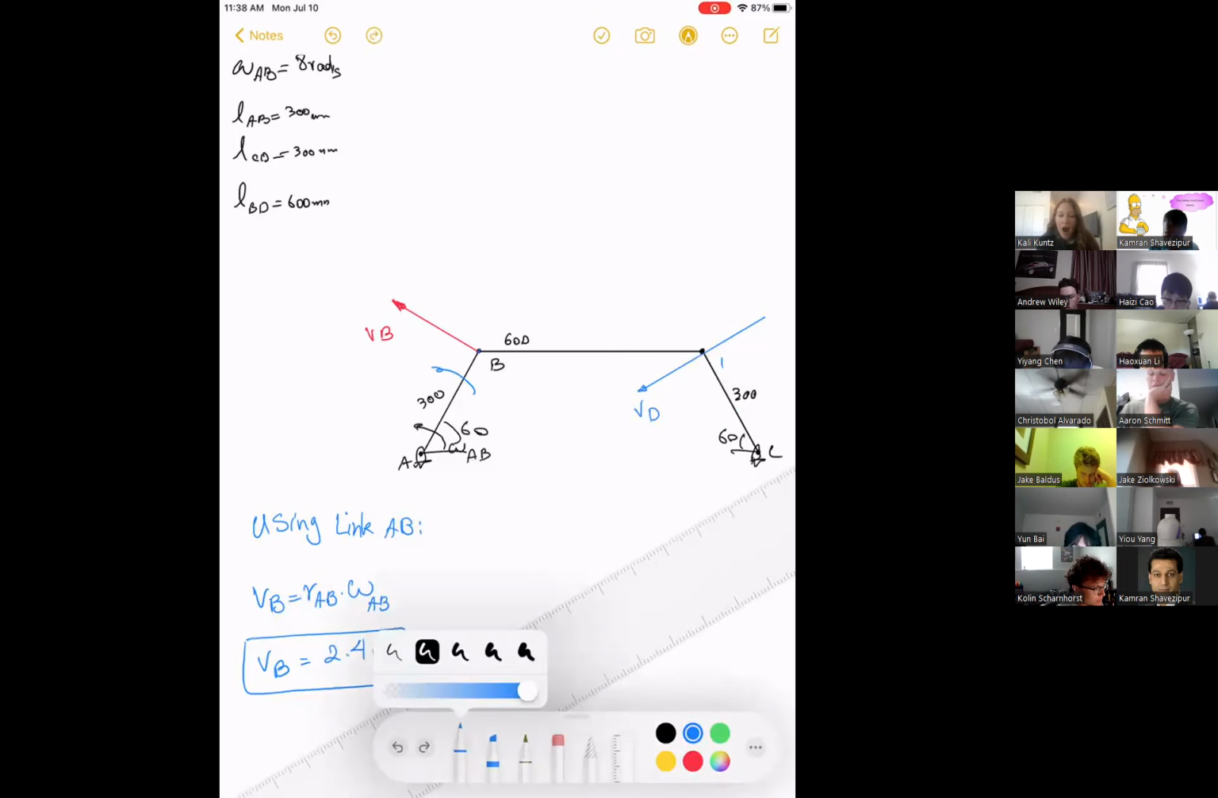Now you guys tell me what kind of motion BD has.